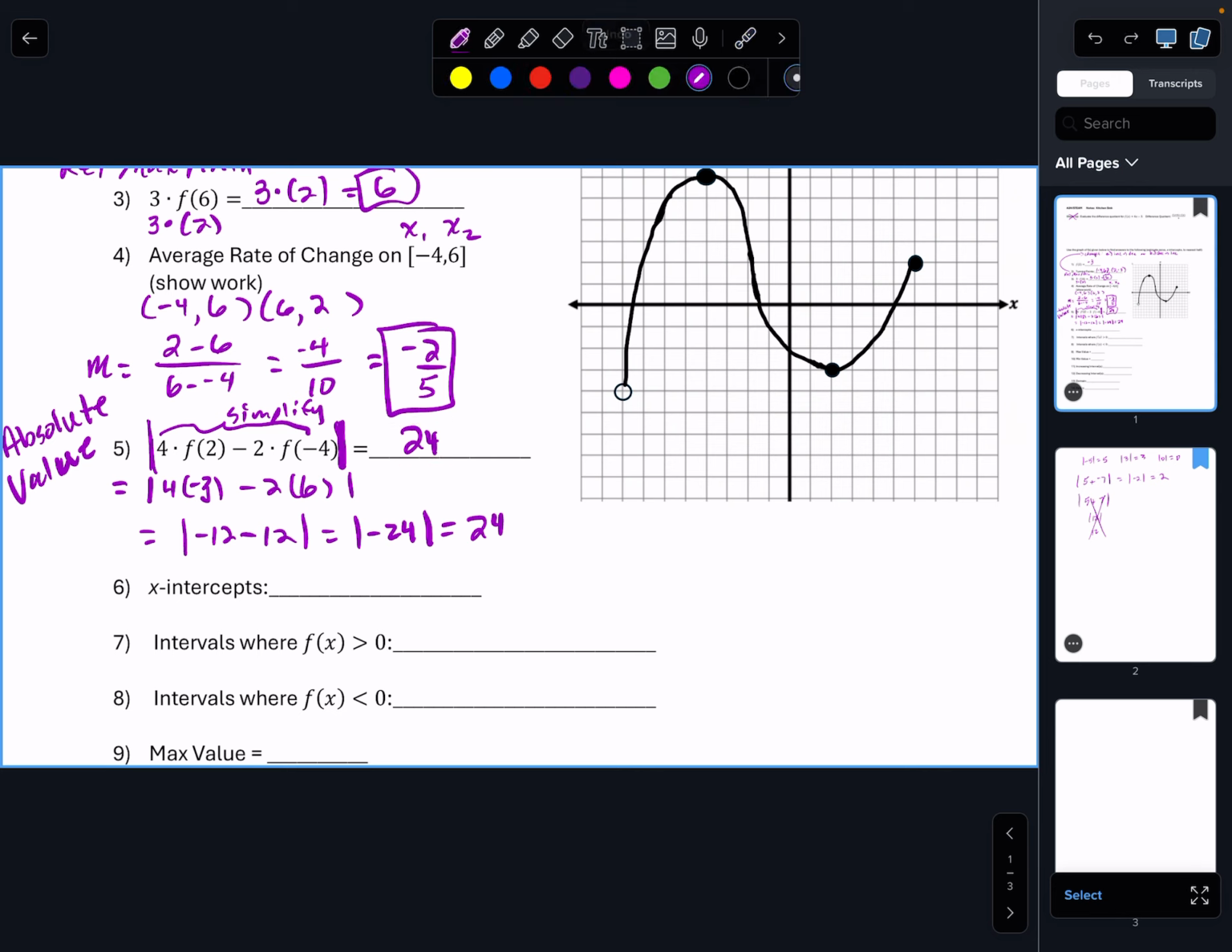Then we have our x-intercepts. And our x-intercepts are where the function crosses the x-axis. And so my first x-intercept, 1, 2, 3, 4, 5, 6, is about negative 7.5. And the next is negative 1.5 approximately, just estimating. And then we're going to the right, 1, 2, 3, 4, it's at 5. And those are my x-intercepts.